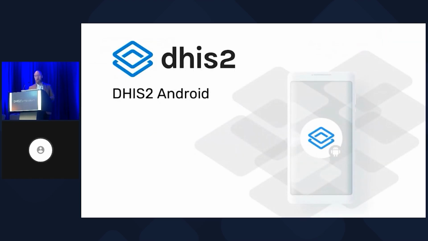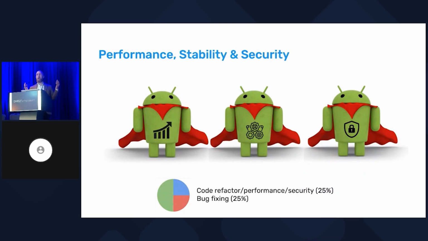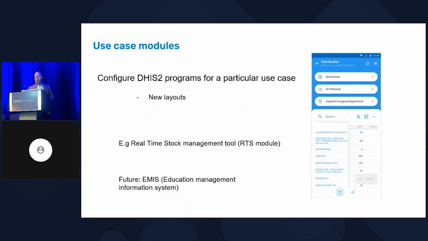Now moving on really quickly to Android, and surprise, surprise, the Android priorities are also performance, stability, and security. Some of the key functionalities for Android are this new case-based module, where we're working with very specific programs like the real-time stock management tool and EMIS to build those as more parallel apps, understand those use cases, understand those requirements, and then bring those back into the core Android application.